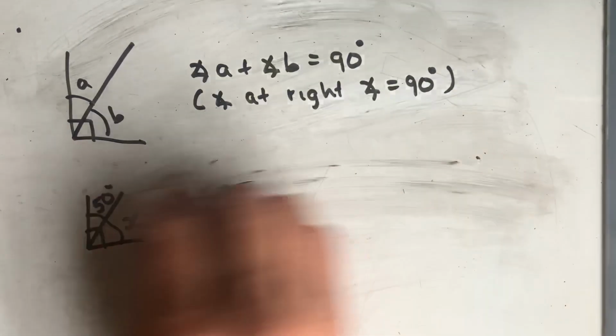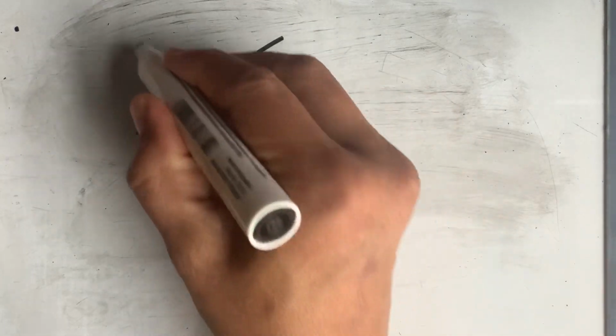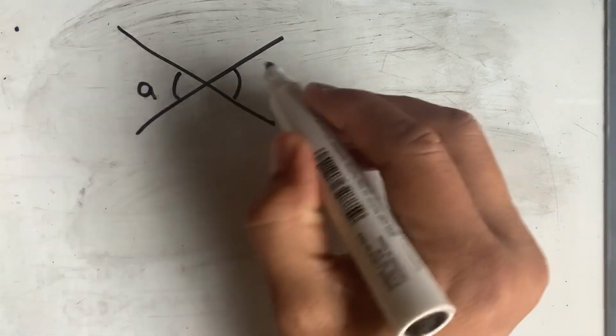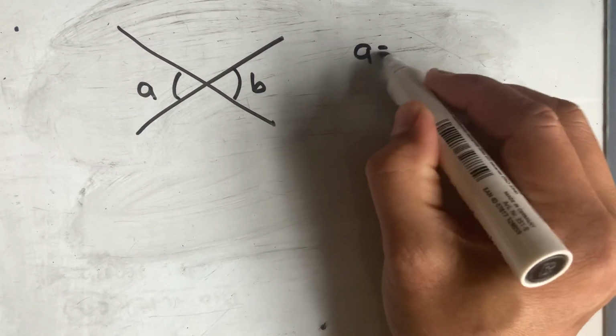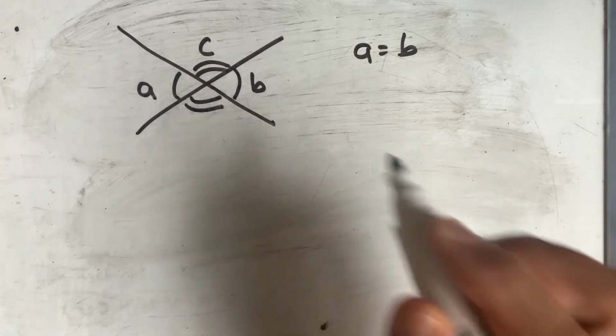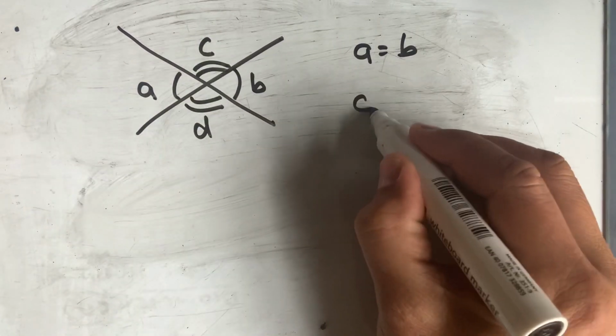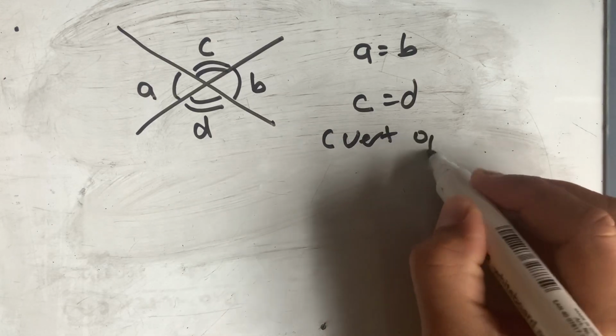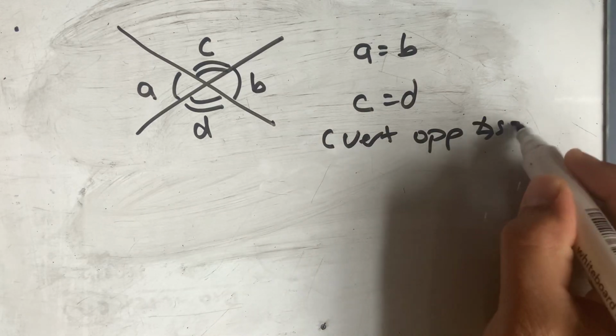The last theorem is, of course, straightforward. If you have two lines, the one opposite each other, A and B are the same. So angle A equals angle B, and the one here, C, is the same as angle D. So C equals D, and the theorem is vertically opposite angles are equal.